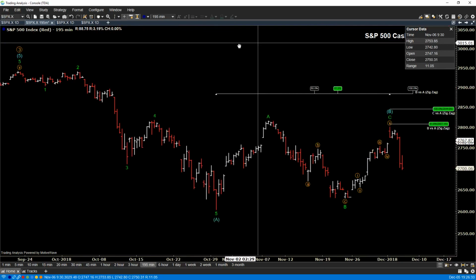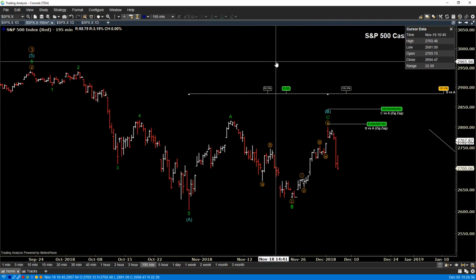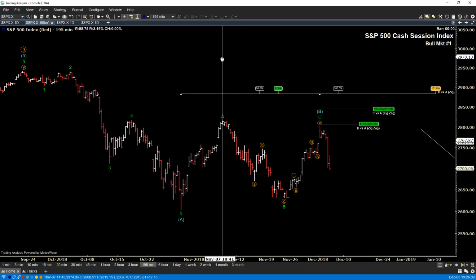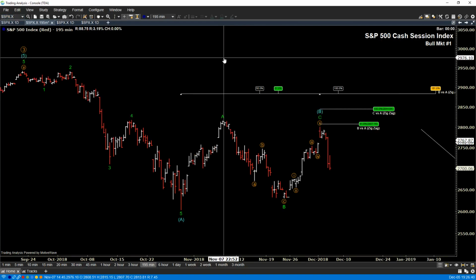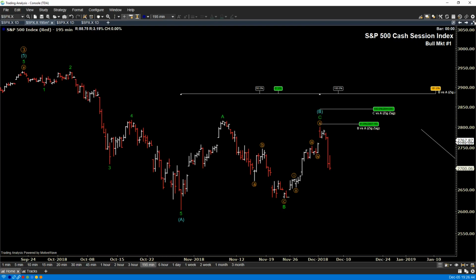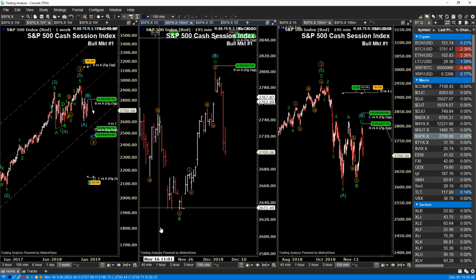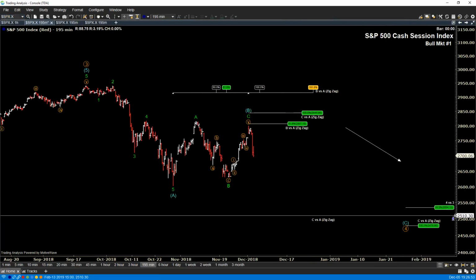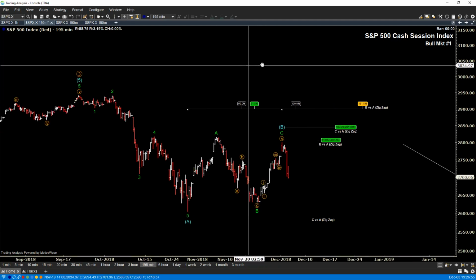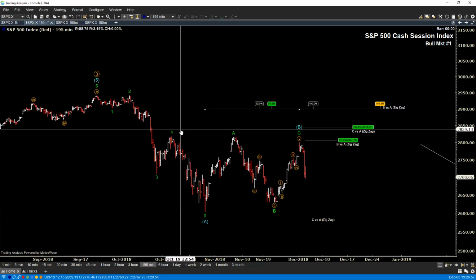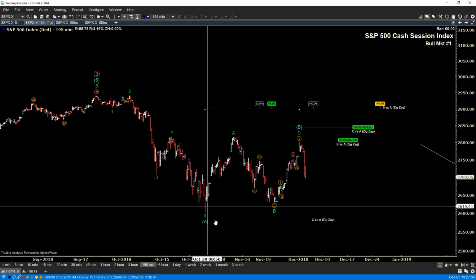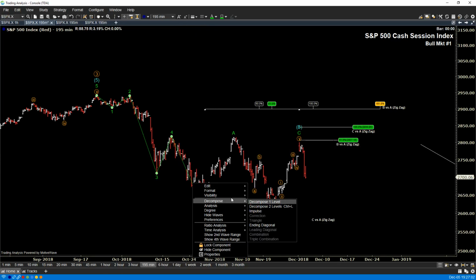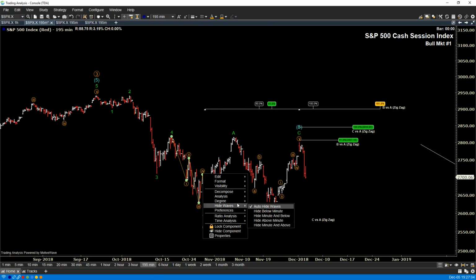What other examples? Okay, so let's talk about a zigzag. Let's just talk about a basic 5-3-5 zigzag. It's exactly what we have here for the S&P 500, following the September 21st highs. 1, 2, 3, 4, 5 waves down. Wave 5, ending diagonal.